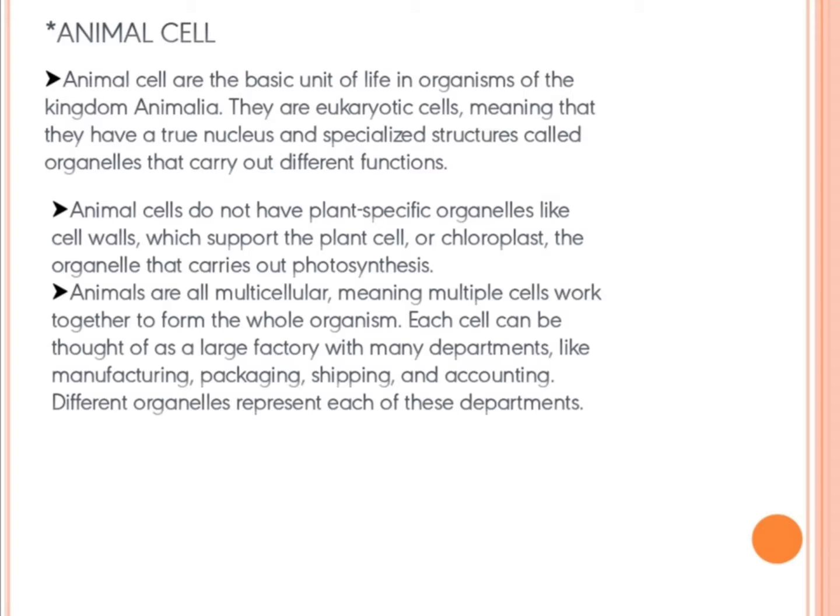Each cell can be thought of as a large factory with many departments like manufacturing, packaging, shipping, and accounting. Different organelles represent each of these departments. Not every animal cell has all types of organelles, but in general, animal cells do contain most, if not all, of the following organelles. Additionally, some organelles will be highly abundant in certain cells and not others.